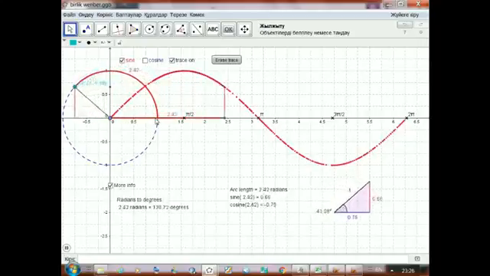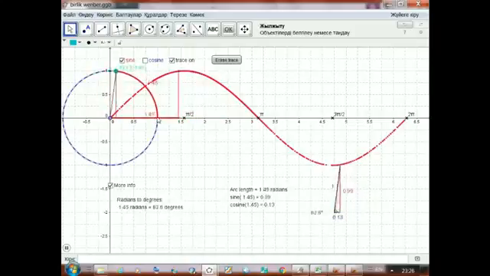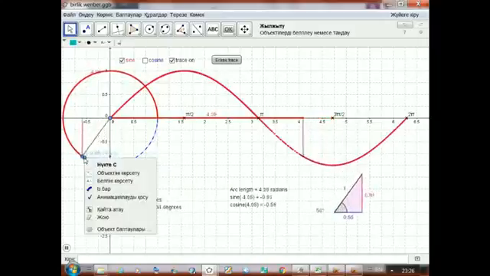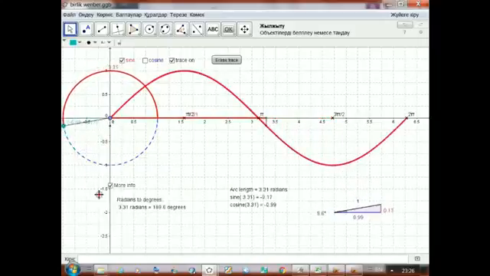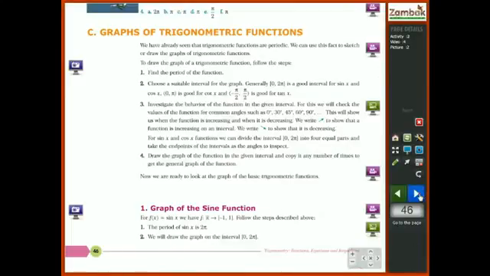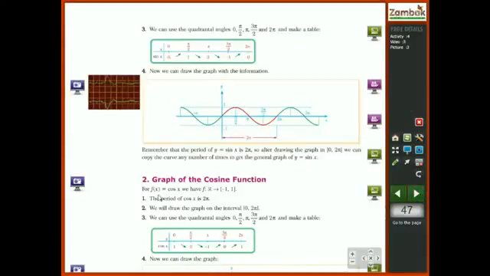Okay, now, oops, stop this. Okay, now I think it's easy, yeah? The next topic will be about the graph of cosine function.